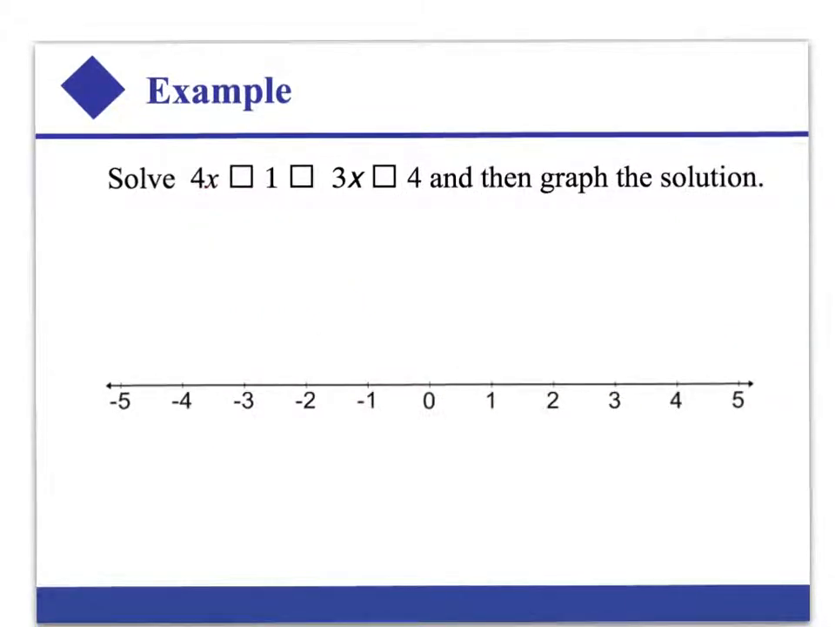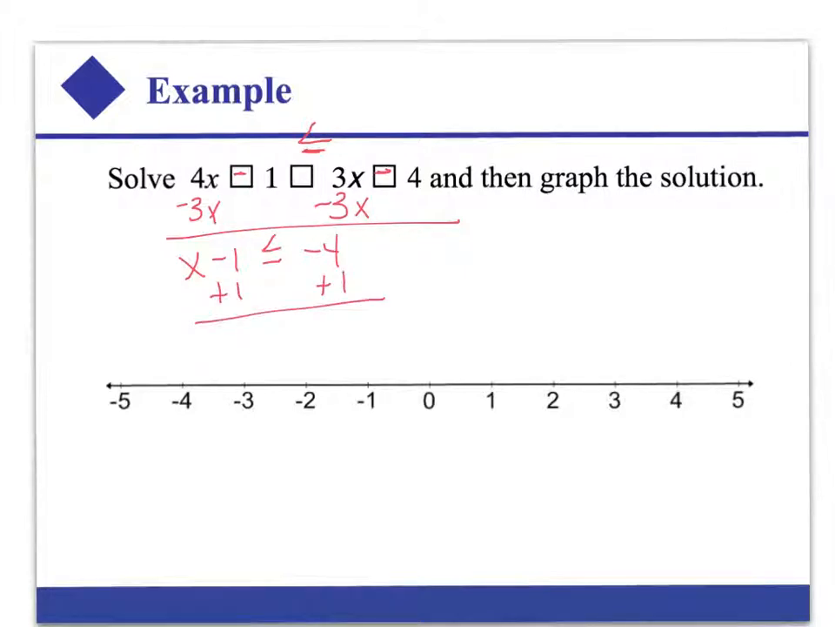Alright, so we have 4x minus 1 is less than or equal to 3x minus 4. I'm going to get my variables all on one side, so I'm going to subtract 3x from both sides. Now I have x minus 1 is less than or equal to, this time, negative 4. I'm going to add 1 to both sides. So now I have x is less than or equal to negative 3. I'm going to draw a bracket, and it goes in that direction.